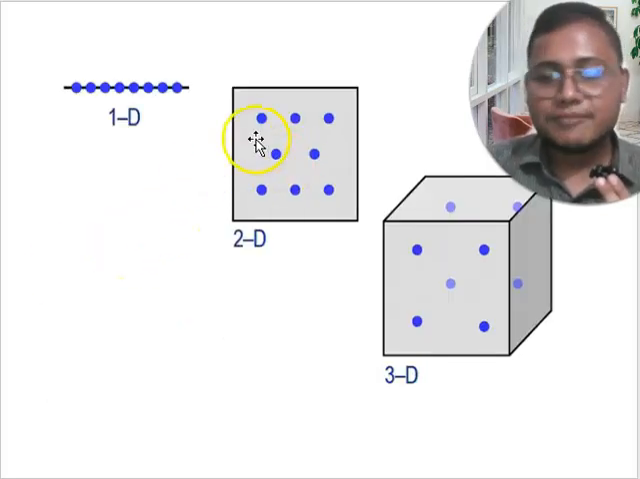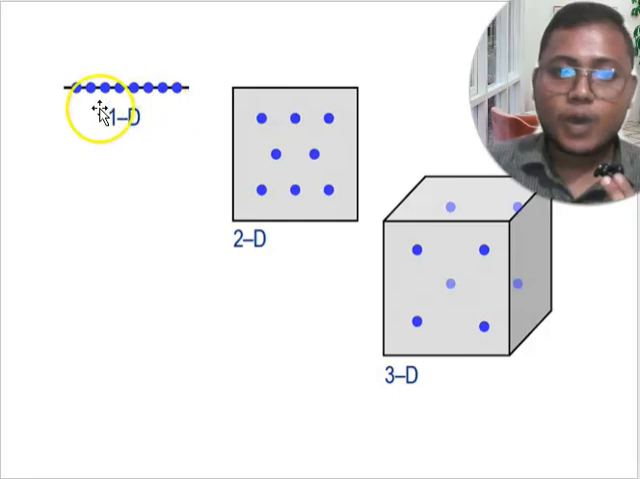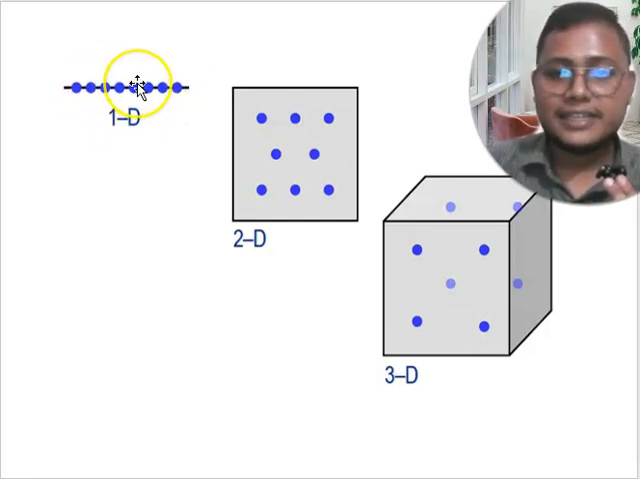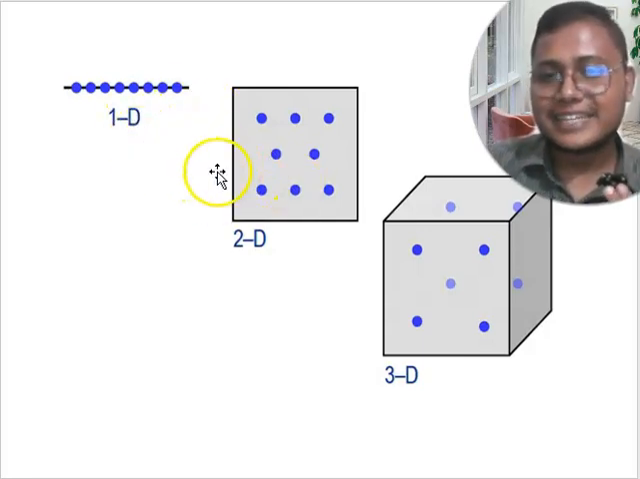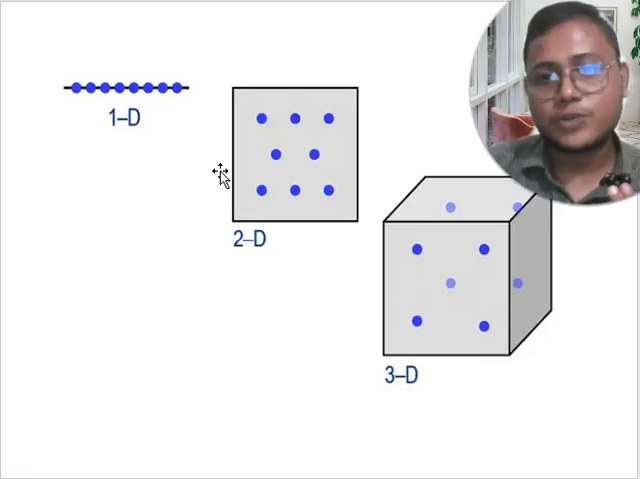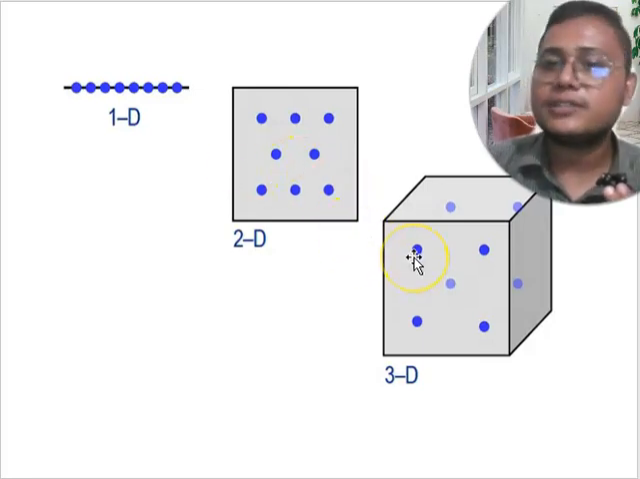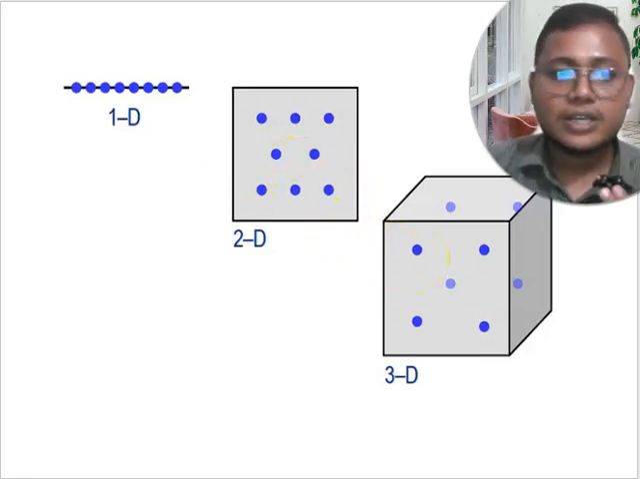We can see a picture here that in one dimension the dataset is in a serial form. This is easy to visualize and easy to analyze. But in 2D this data is a little bit complex to analyze or visualize. And in 3D it's much more complex than the previous.